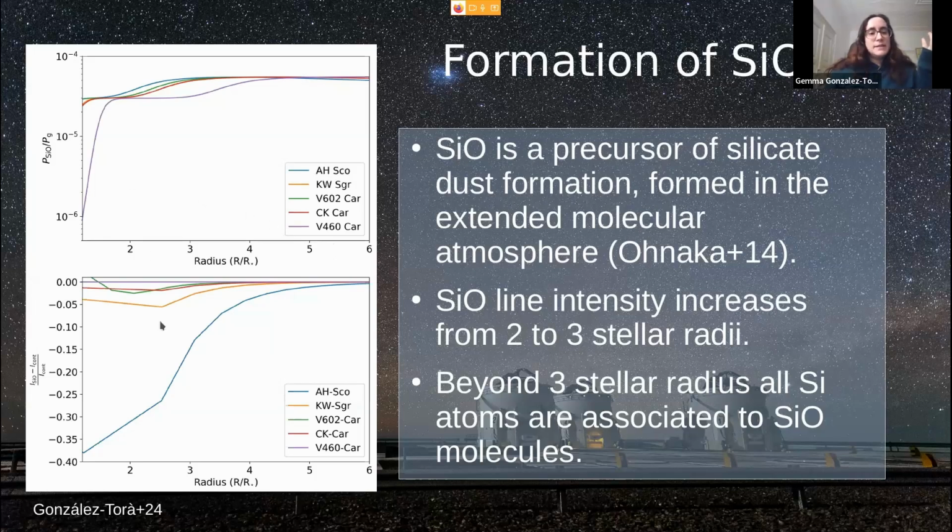The important takeaway from these plots is that from 2 to 3 stellar radii, we see that the intensity of SiO decreases. And then beyond 3 stellar radii, it becomes constant. And it's also the same with the pressure. This means essentially that beyond 3 stellar radii, all the silicon is already associated with the SiO molecules. And this is something that's already in accordance with other papers, for instance Gail in 2020.